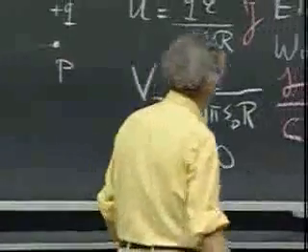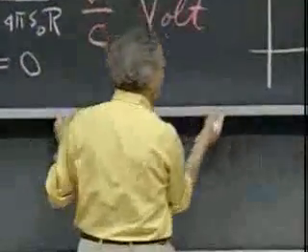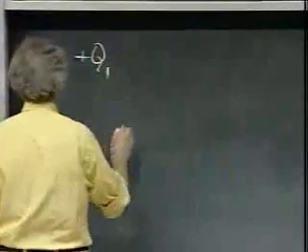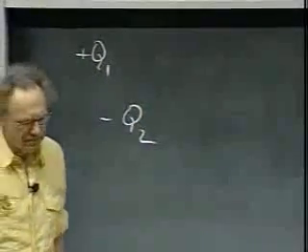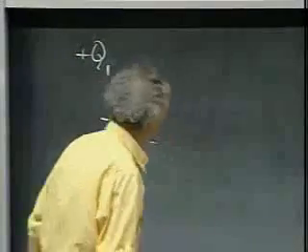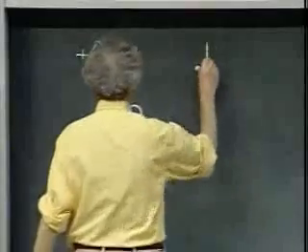Suppose now we had more than one charge. We had a plus Q1 charge, and we had a minus Q2 charge, for instance. And you're being asked now, what is the potential at point P?